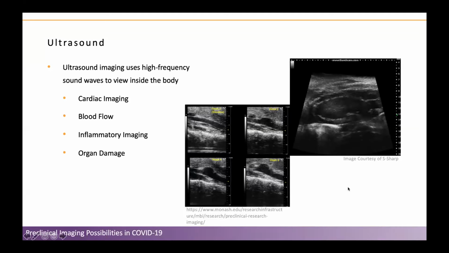It's easy and quick to use. And if you want to, say, mimic some of those aspects of clotting or thrombosis in a model, ultrasound might be a fantastic option to monitor those and track those in vivo here.